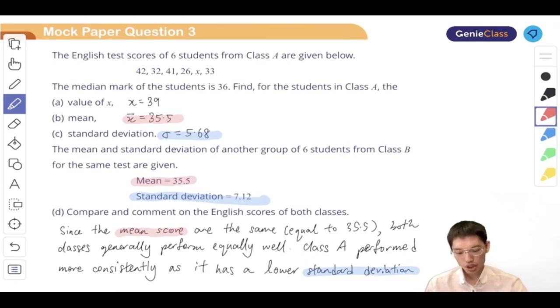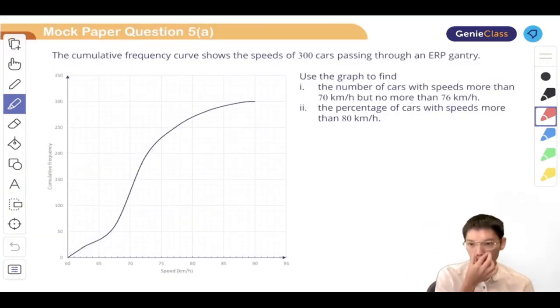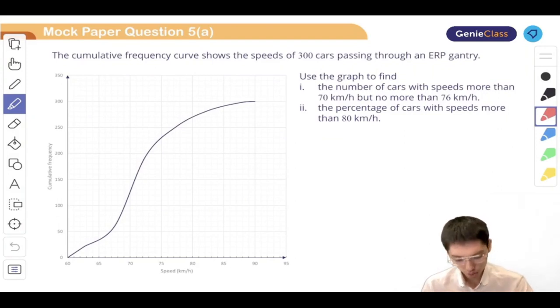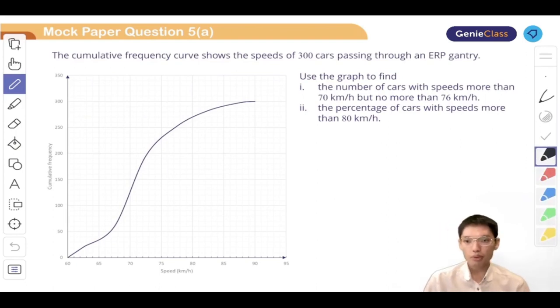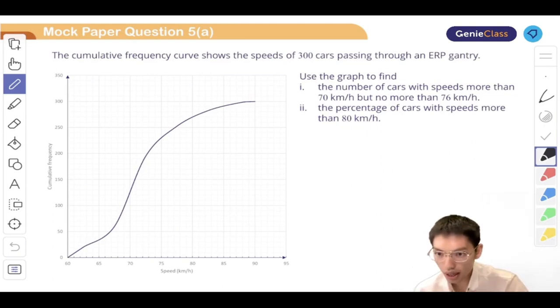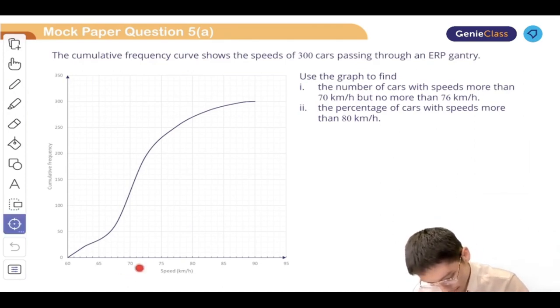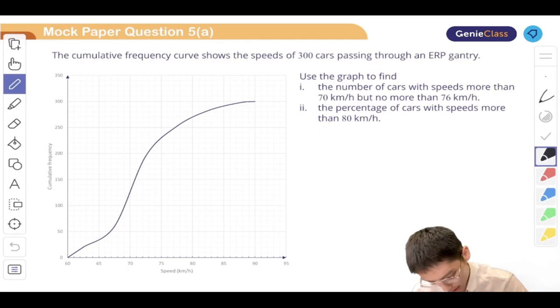Alright, one more question, if you were to look at how we attempt it. One way is to look at the cumulative frequency curve. So a few questions we can ask are very relevant to the examples that we have. The first one is going to be the ERP gantry. Use the graph to find the number of cars with more than 70. So how do we do that? We trace 70. So 70 is around here. We trace from 70 on the graph.